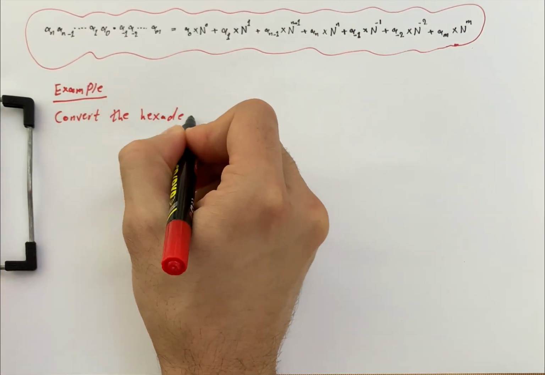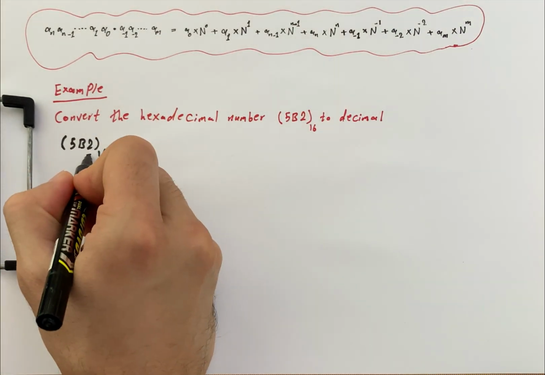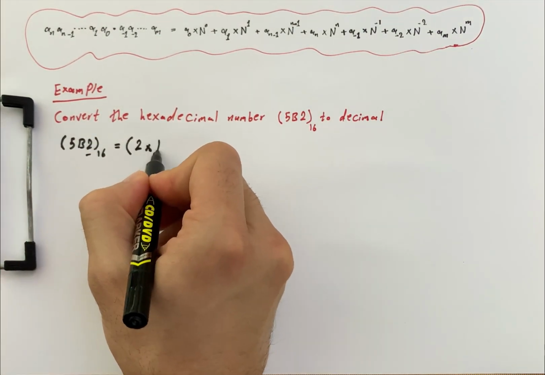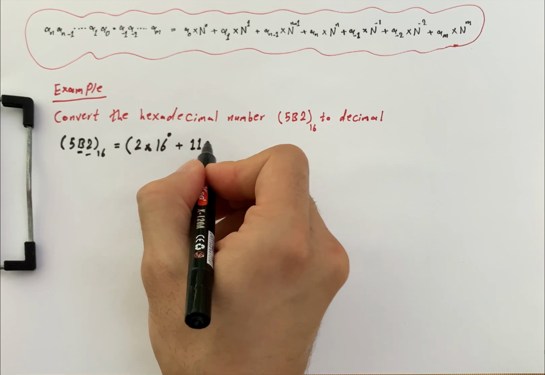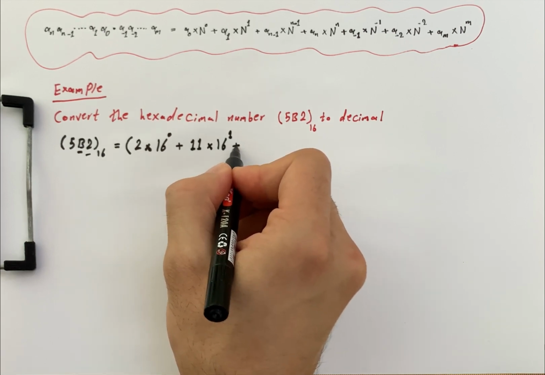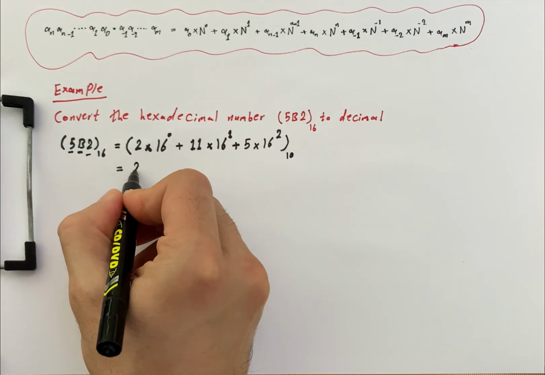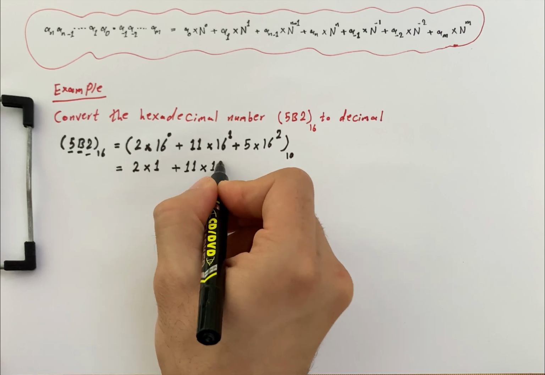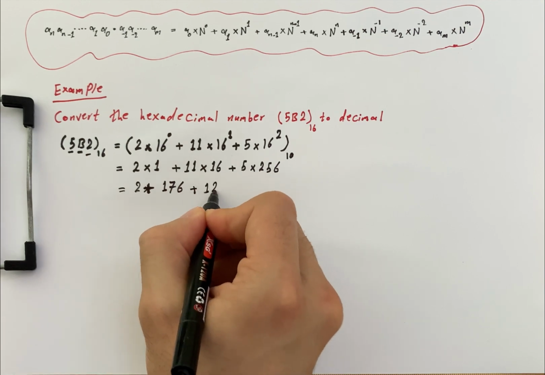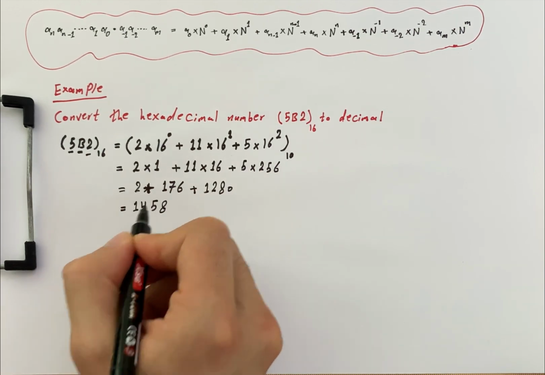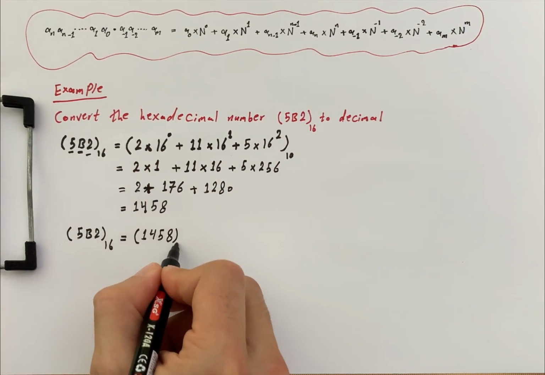Example: convert the hexadecimal number 5B2 to the decimal number. We take the first right digit, this 2, multiply it by the base 16 to the power of 0, plus the next left digit, this B, which is equal to 11 in decimal, multiply it by the base 16 to the power of 1, plus the last digit 5, multiply it by the base 16 to the power of 2. This equals 2 times 1 plus 11 times 16 plus 5 times 256, equal to 2 plus 176 plus 1280, equal to 1458. So the number 5B2 in hexadecimal is equal to 1458 in decimal.